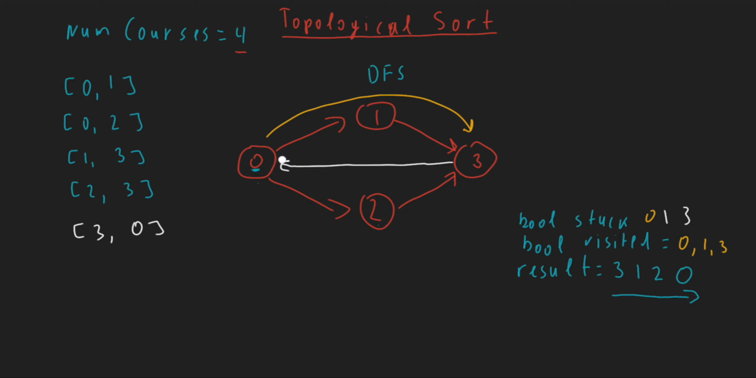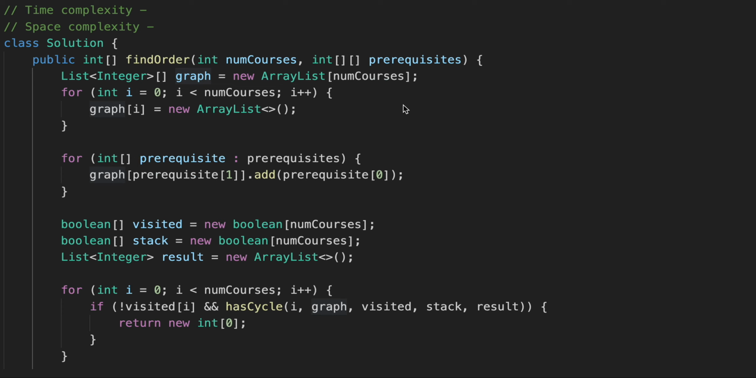So it's a cyclic graph, so we cannot finish our courses. Okay, let's take a look at our implementation. What we are doing first is creating a graph, which is an array of lists. First we are creating an empty array list for each prerequisite, and then we are populating the values. So we are adding here, for example, the index 0, right?